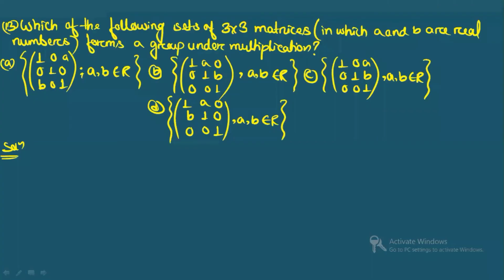Clear? So question number 13 says: each of the following sets of 3 cross 3 matrices forms a group under multiplication. So you are given 4 matrices here. You will have to choose the one which is forming a group under multiplication.